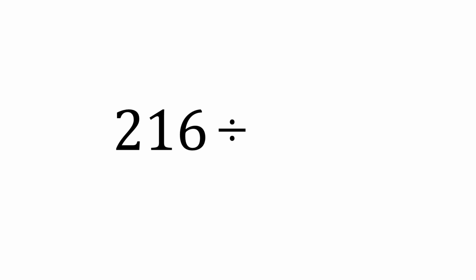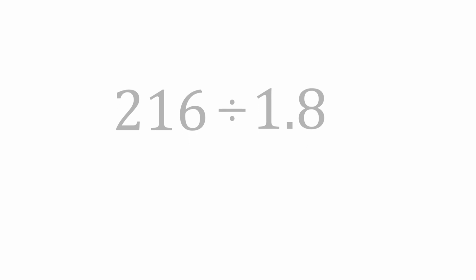How about this? 216 divided by 1.8. So we have a whole number divided by a decimal. So let us find the quotient. So let's have the symbol for long division, a vertical bar and the vinculum. And then let's put the dividend 216 and the divisor 1.8. So as you can see, the divisor is a decimal and we have to find ways to make it a whole number. That means we need to move the decimal point.